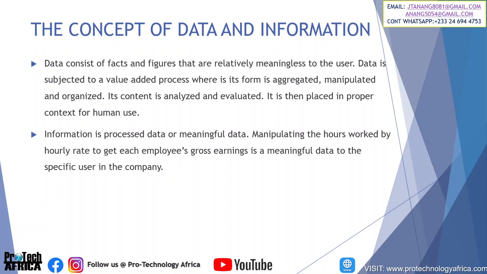And then we came to the definition of what information system is, where we said that diagrammatically it has the input, the process, and then the output, and it has the storage, where data from the storage can go back into the processing system again, so that they can be manipulated to give another output. Today, I want us to talk about the concept of data and information, because every information system that we have has been powered and manipulated by data.